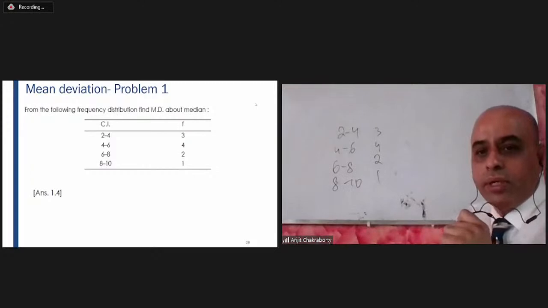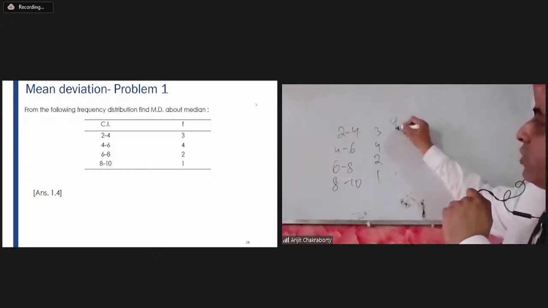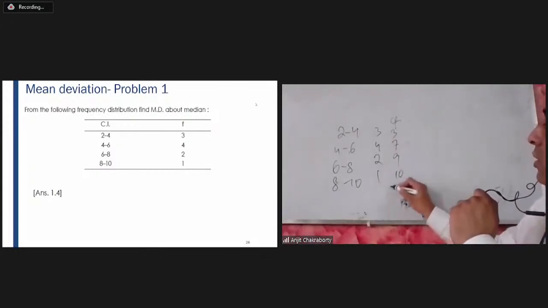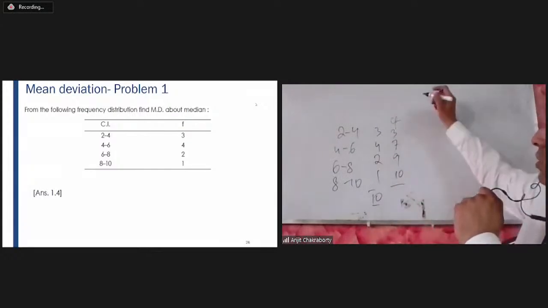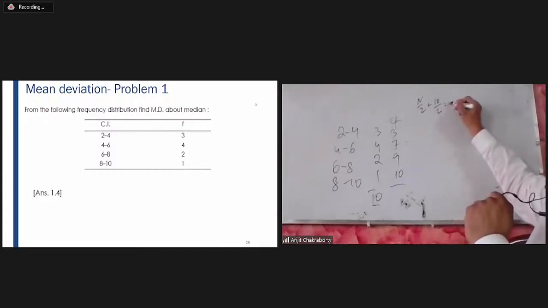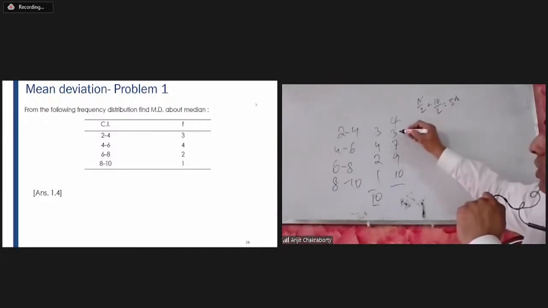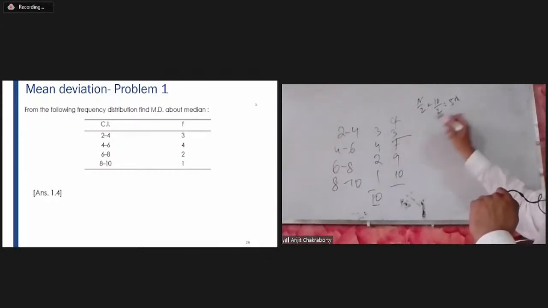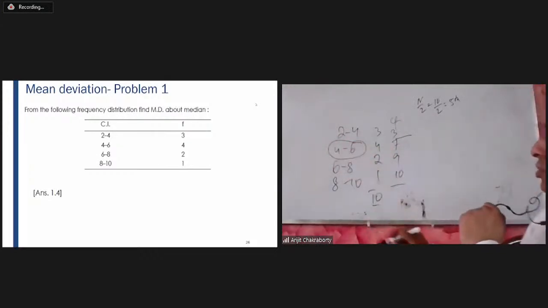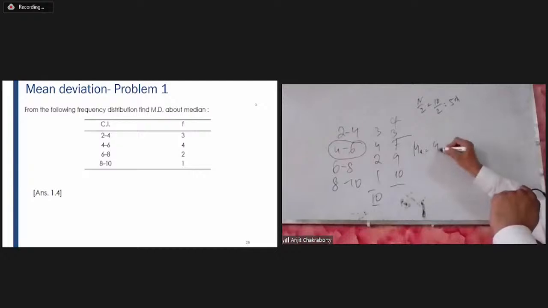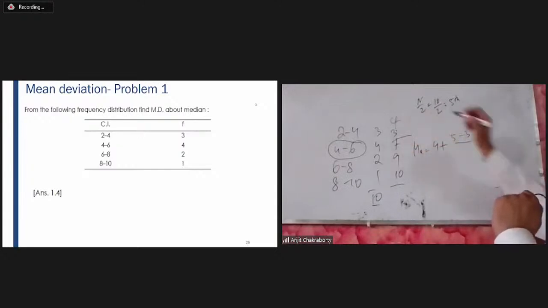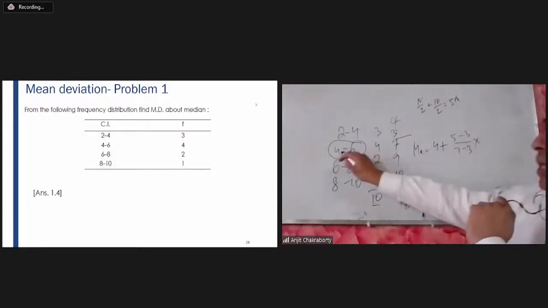So we have to find the MD about median. So we have to first find the cumulative frequency. 3 and 4 is 7, 7 and 2 is 9, and 1, 10. So total is 10. So the median observation will be n by 2, that is 10 by 2, that is the fifth observation. Fifth observation should fall between 3 and 7. So that means the median class is 4 to 6. So we can write the median is equal to 4 plus (5 minus 3) divided by (7 minus 3) multiplied by the class width.